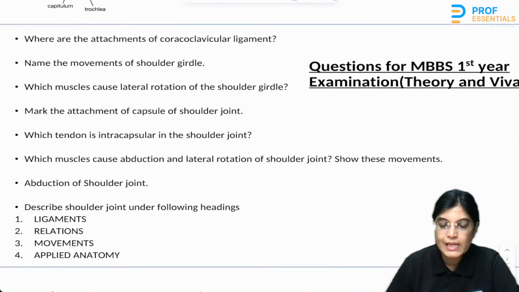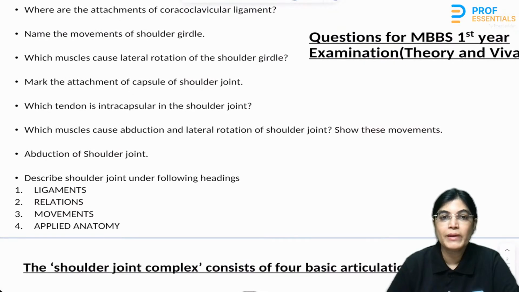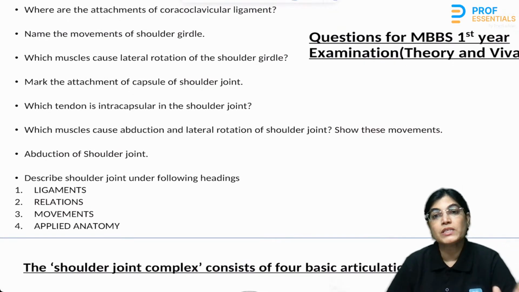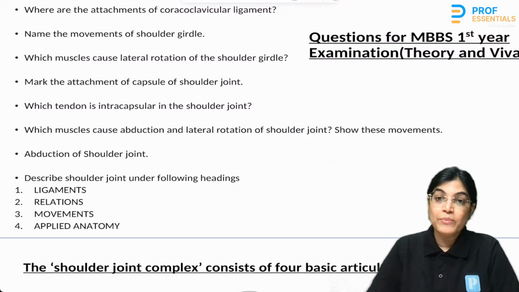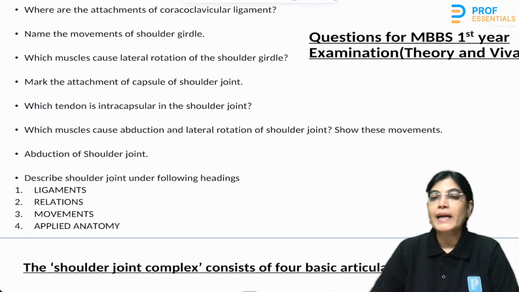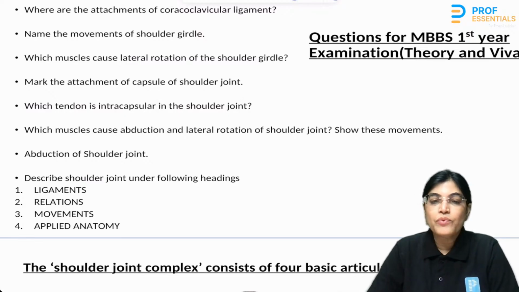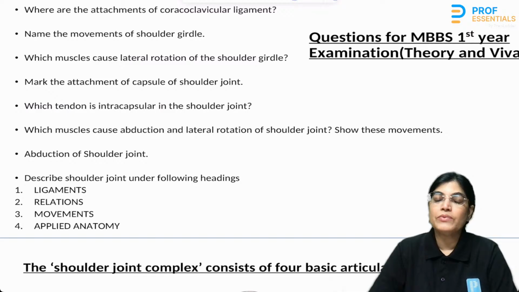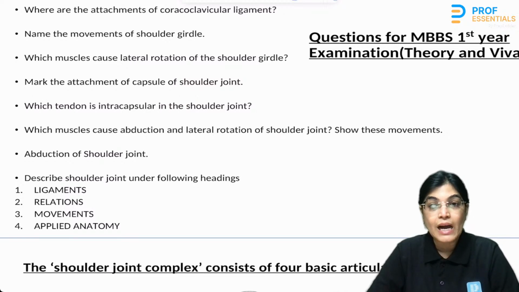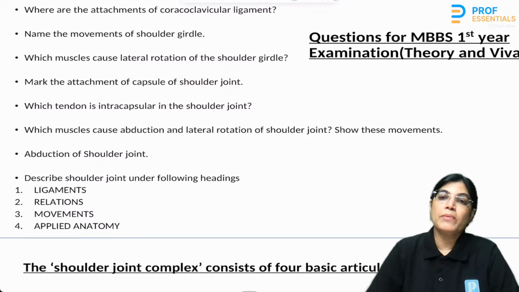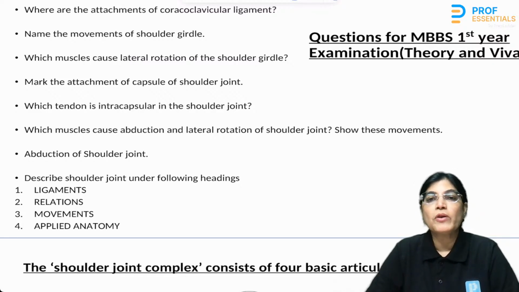Now, before exactly starting with the session, I want everybody to know the important questions that are very important to be asked for your viva and your theory examination, university first prof examination. Either a long question can come on shoulder joint, where you have to know about the ligaments, the relations, the movements which take place at the shoulder joint, and also clinical anatomy.